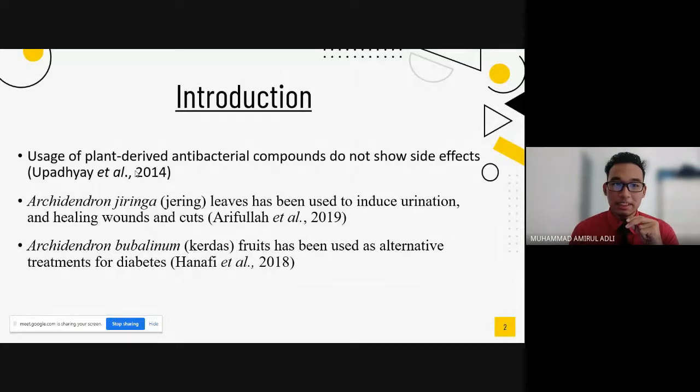The second plant species in this study is Archidendron bubalinum, also known as kerdas. The kerdas species belongs to the same family as jering, and the kerdas fruits have been consumed as an alternative treatment for diabetes, even though the medicinal properties of kerdas fruits are yet to be proven.